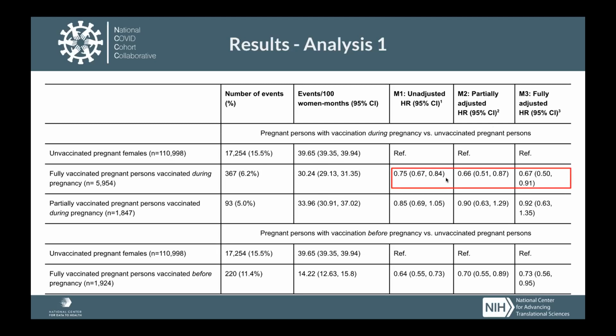The hazard ratio shows very similar results across those 3 different models. The hazard ratio is 0.75 in the unadjusted model, which shows that fully vaccinated pregnant persons have a lower hazard rate compared to unvaccinated people. And when we compare fully vaccinated pregnant people who received vaccination before their pregnancy, we also observed a very similar result. But for partially vaccinated people, although we observe they have a lower hazard rate, the result is not statistically significant.